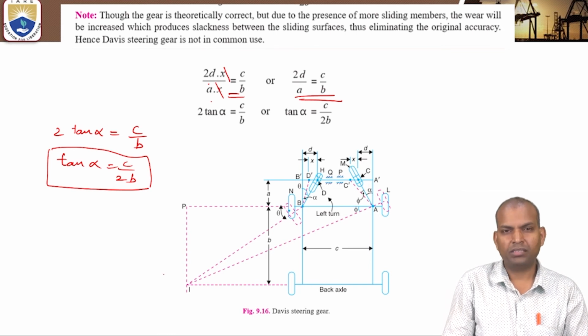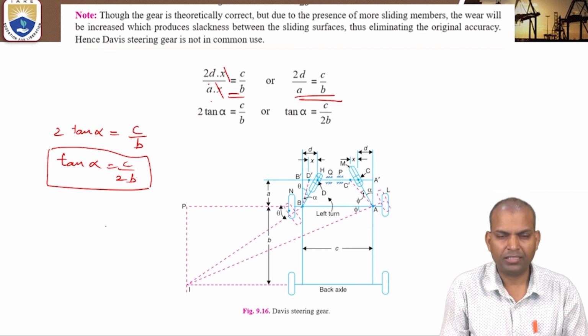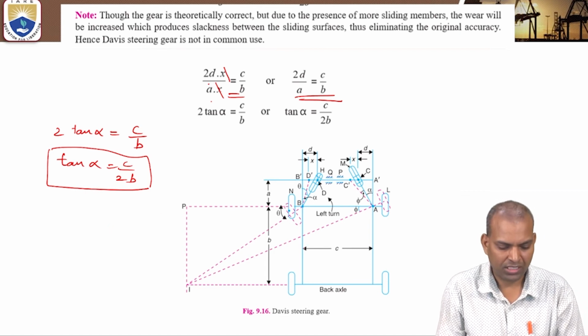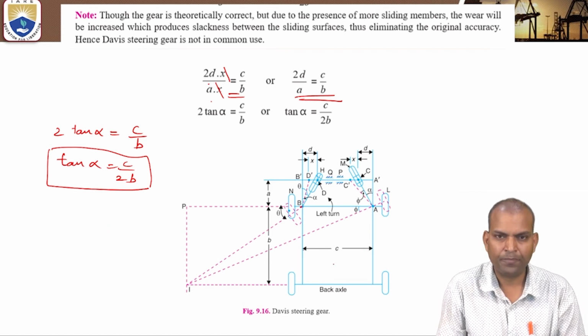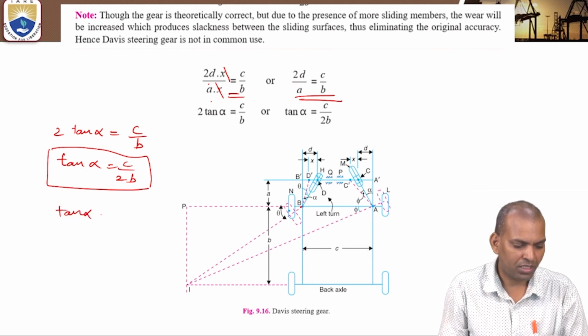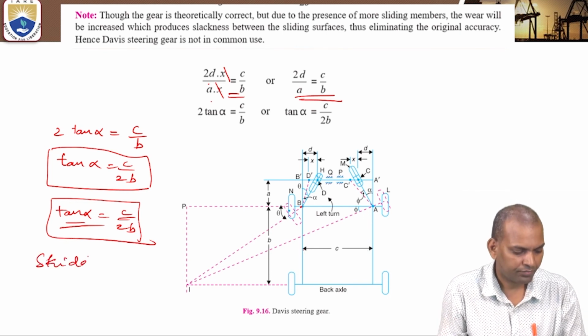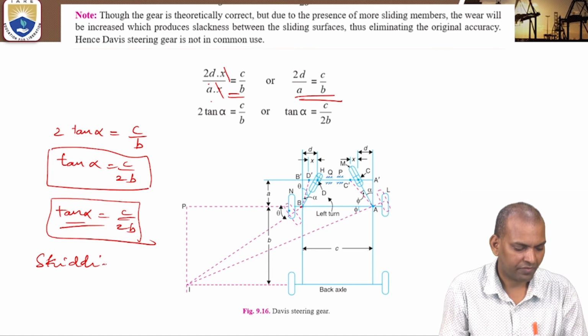The angle turned by the front wheel, in order to avoid skidding of the vehicle, is such that the ratio C, the distance between the two pivots A and B, and the wheelbase, that is tan alpha, must be equal to C by 2B. Only then, otherwise the vehicle will skid. Vehicle skidding takes place.